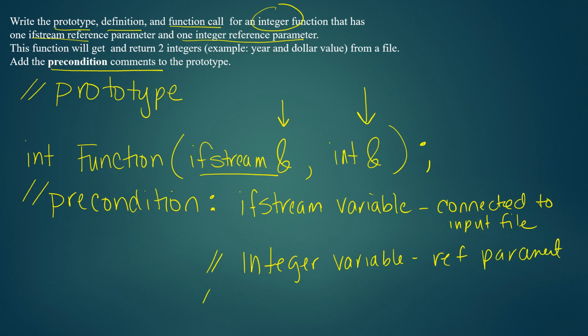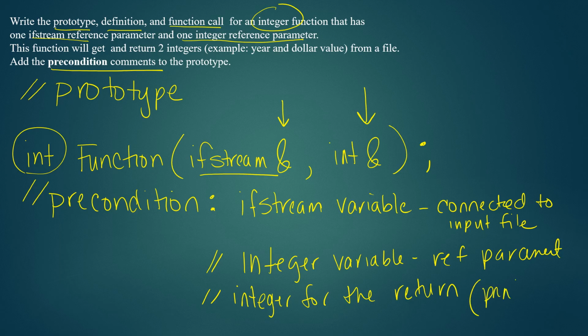And we need to have a place for an integer for the return. Now sometimes you could print it onto the screen. It doesn't really say, so you don't have to have an integer for the return. You could also just print the return, but you need to be aware that you need to be able to process and do something with the integer that's going to be returned from this function.